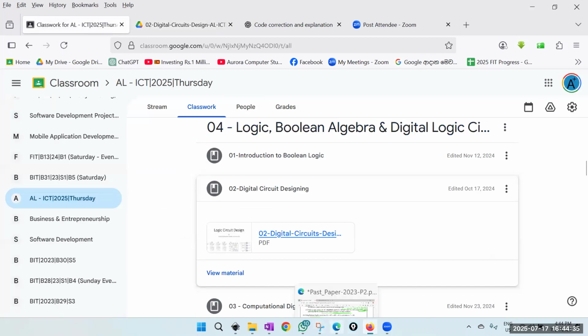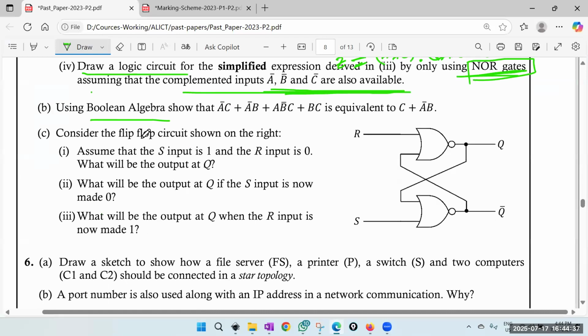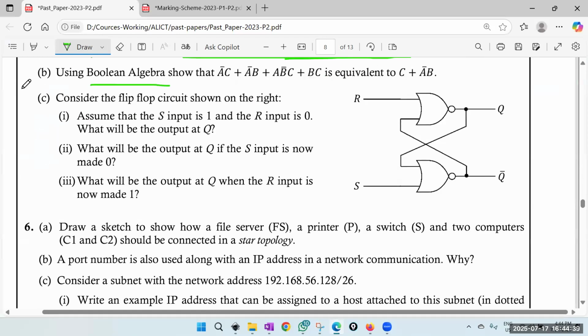Right. So let's move on to our next subtopic. So you can see it's a huge question, right? Huge question. Consider the flip-flop circuit shown on the right. This is a flip-flop. So this is an SR flip-flop. Remember, Q side is R. So don't ever think that Q side is S. No. Q side is R. Q dash side is S. Okay. That is how the SR flip-flop works.